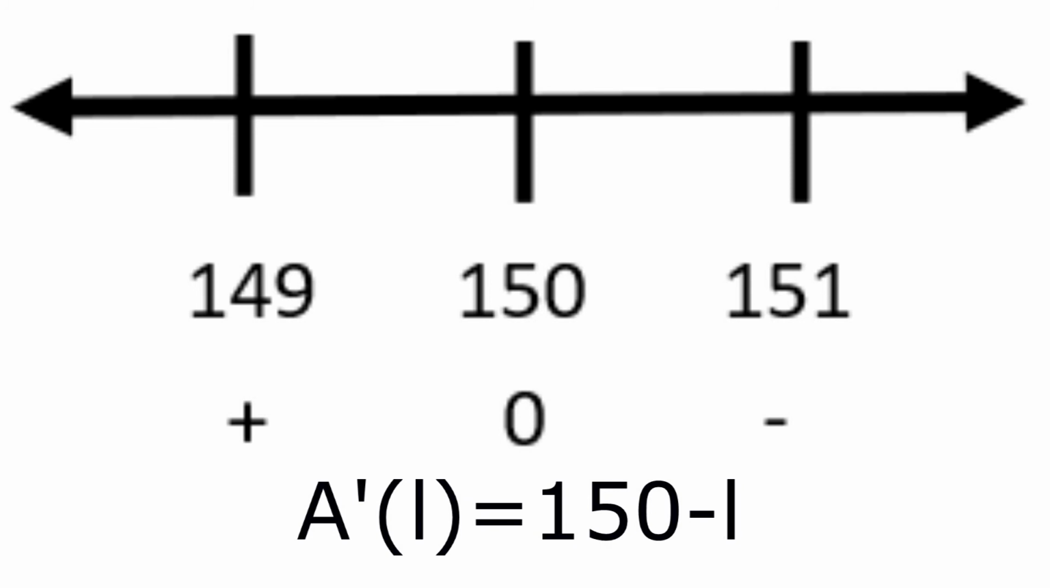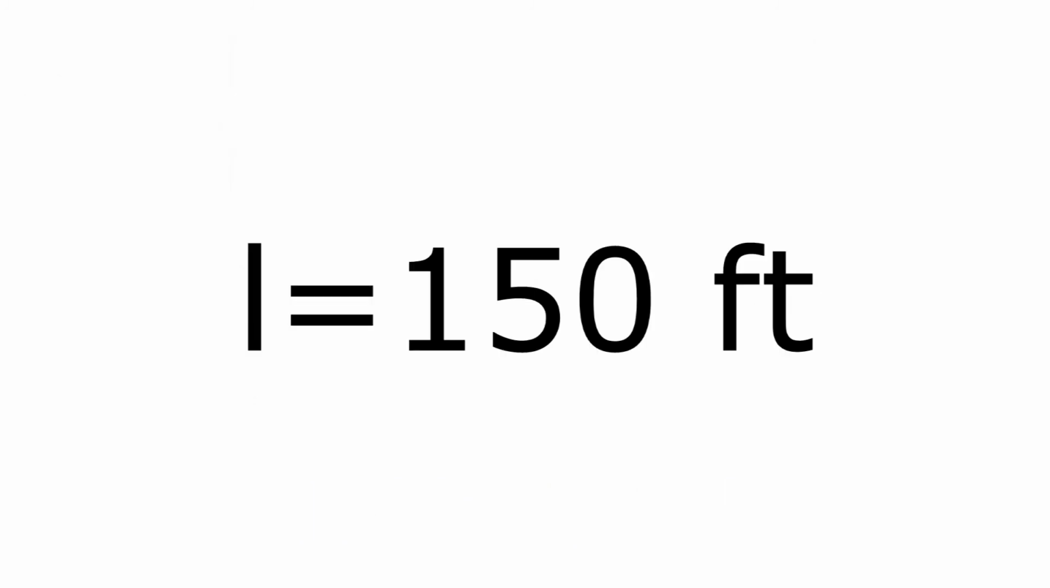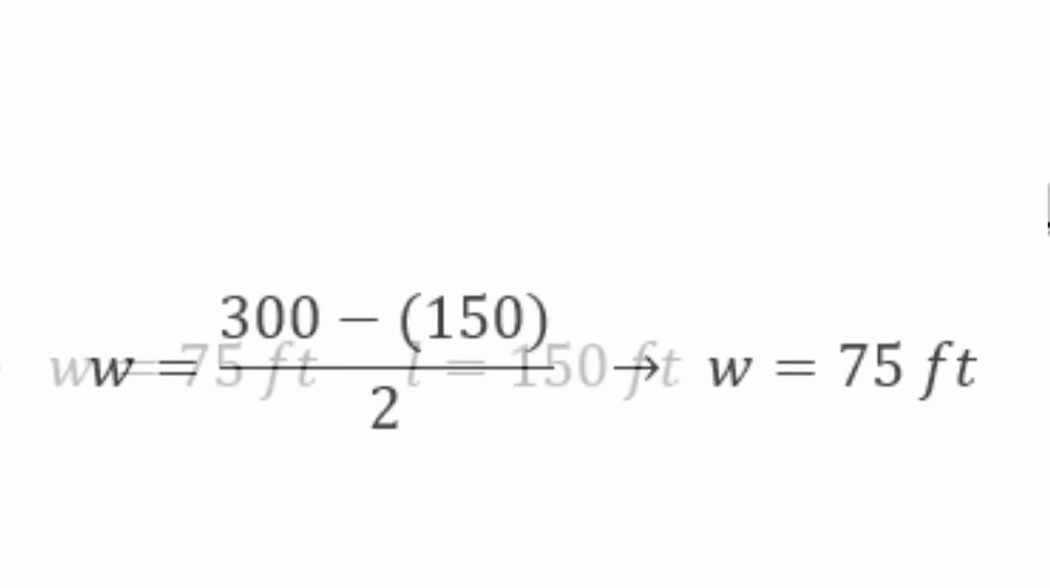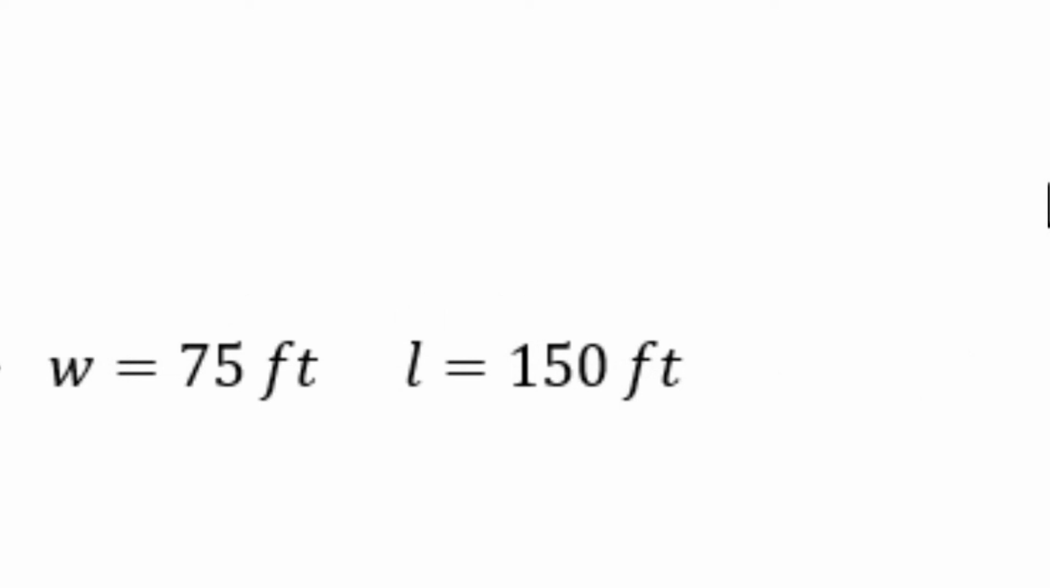Now that we know that we have a maximum at L equals 150 feet, we have to solve for W. Then we check the restrictions and then we can answer the problem. When we plug in L to the perimeter equation that we manipulated to isolate the width, we get W equals 300 minus 150 divided by 2. When we solve this, we get W equals 75 feet. And so now the dimensions we have are W equals 75 feet and L equals 150 feet.